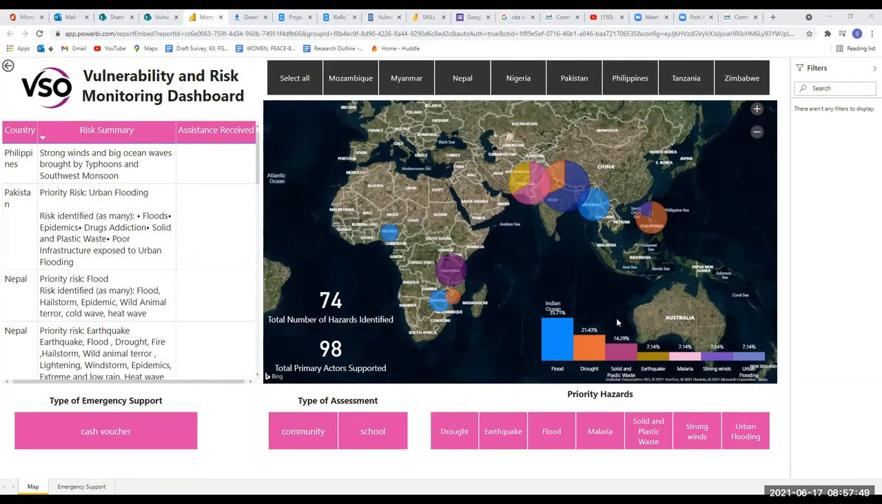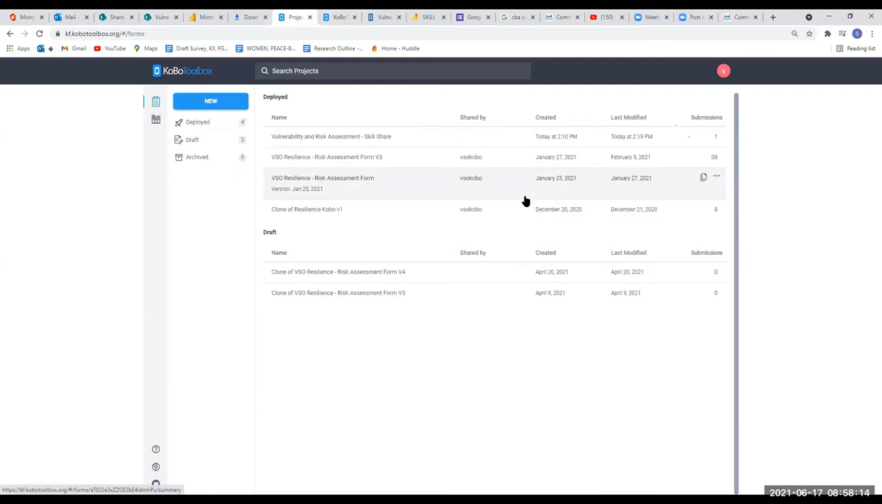So the dashboard that you're currently seeing is being hosted in Power BI, but the intake forms that we use to gather this assessment information or monitoring data use a Kobo Toolbox solution. As you may already know, Kobo Toolbox is one of the publicly available solutions that we can use in our data collection work, or assessments that we need to deploy in areas where internet connection is unavailable or sometimes unreliable.